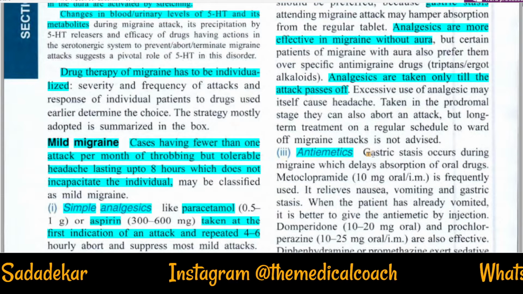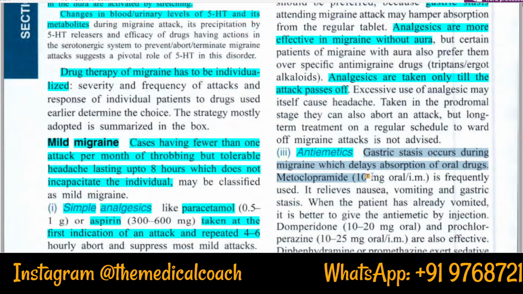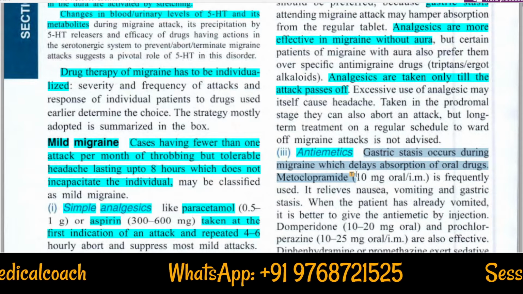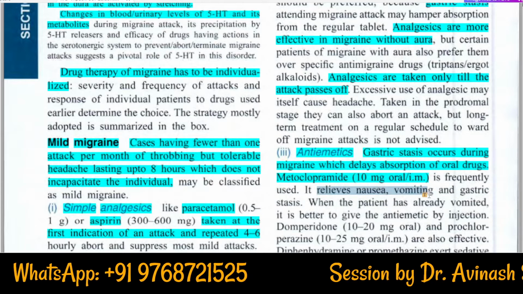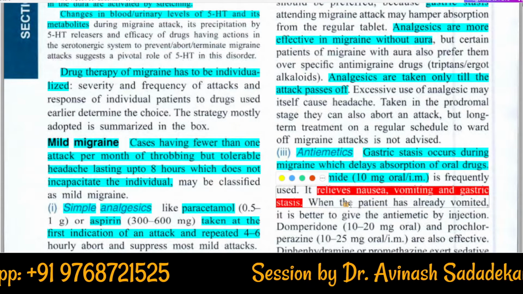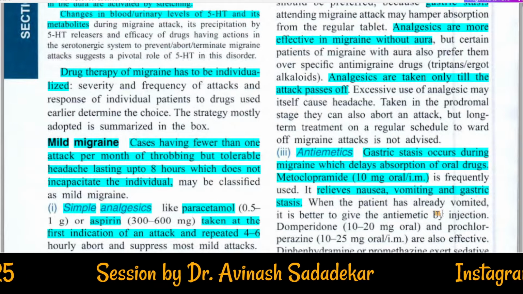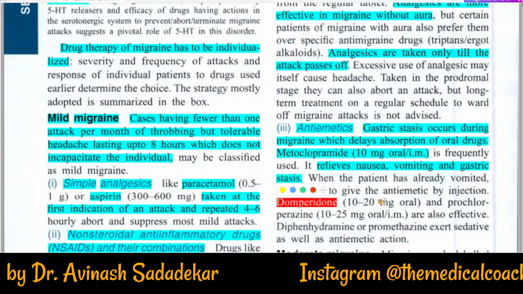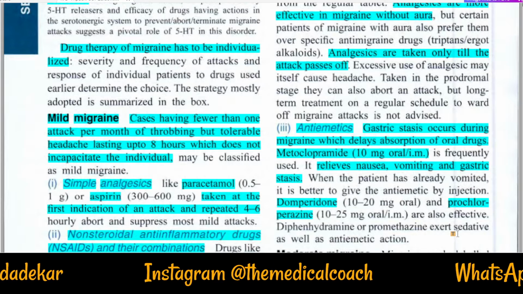Antiemetics might be necessary. Gastric stasis occurs, as I just mentioned, and it will delay the absorption of oral drugs. So what you do is give metoclopramide, which relieves the nausea, vomiting and gastric stasis. And if the patient has already started vomiting, then you will give injections. Clear? A few of the antiemetics that you should know at this point are domperidone and prochlorperazine. They are also effective.